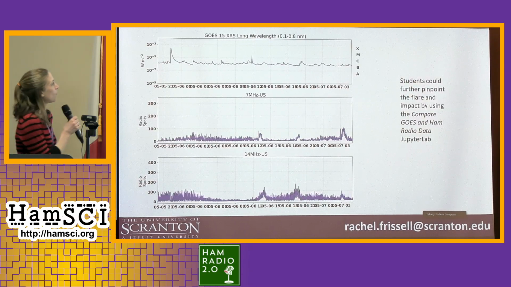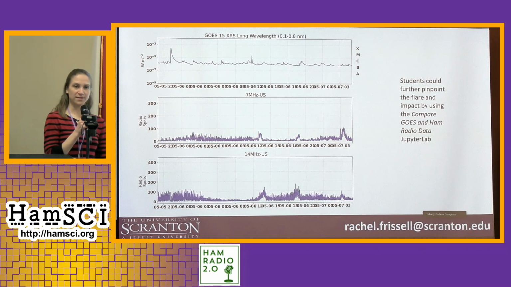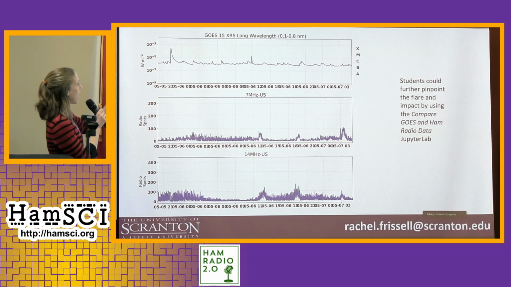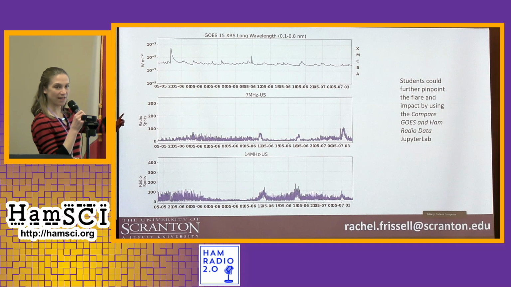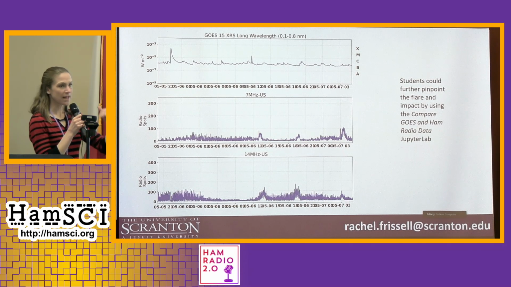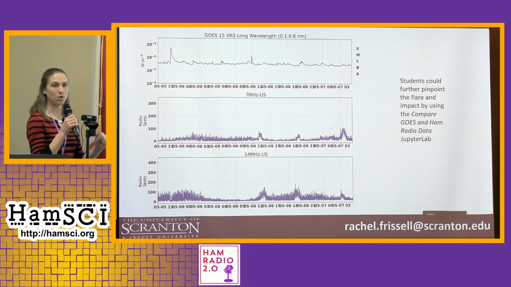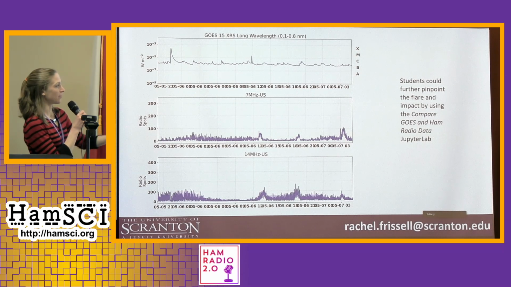So then we had what we called summary plots. And these were really nice because they had the GOES satellite data with all the ham radio data all in one. There were 5 plots together. And I have that on my poster. I have a poster tomorrow about the exact same topic.